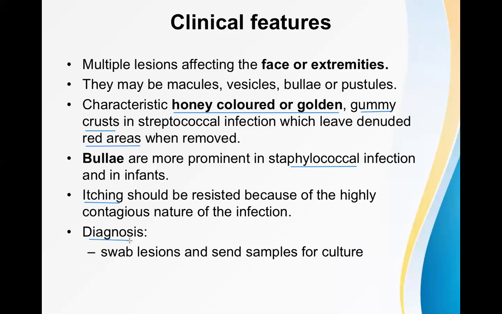And diagnosis can be done by two ways. One is clinical. You just simply examine that area, and if you see a honey colored crust or golden colored crust there, probably this is a case of impetigo. And another is a part of investigation. You take a swab from the lesion and send it for culture and sensitivity test. And if you get those two organisms, Streptococcus pyogenes and Staphylococcus aureus, you got a diagnosis.